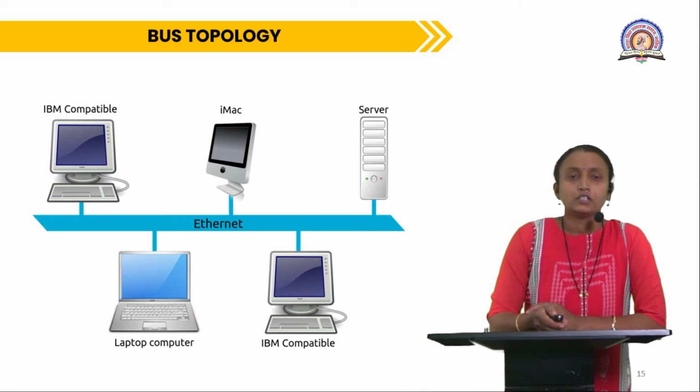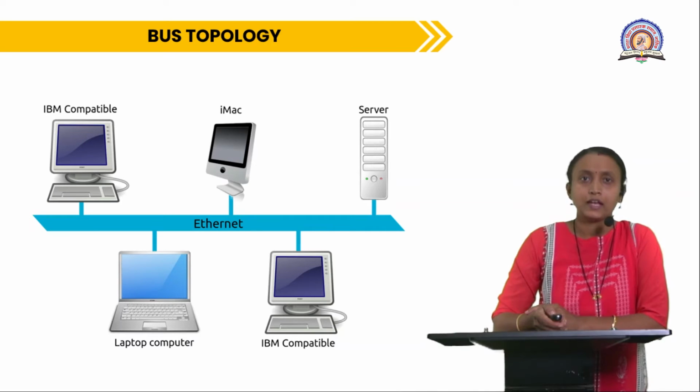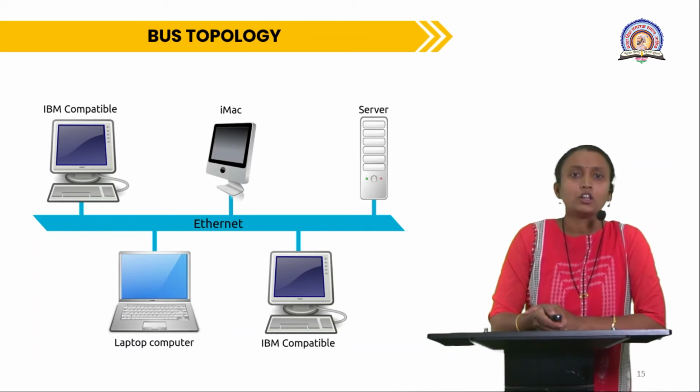So the first one is bus topology. As the diagram indicates, all the components on the network are connected to a single backbone. That single backbone acts as a transmission media which carries the signal from one point to another point.